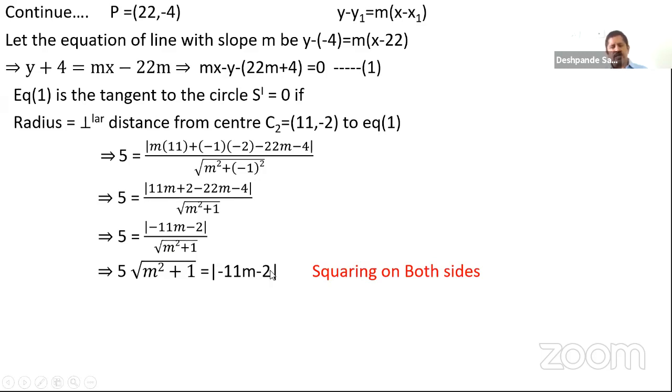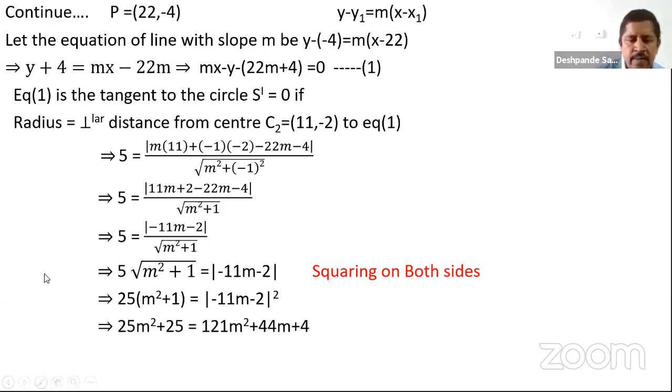Now you got a square root here, and don't have a square, so just square on both sides. When you square both sides, 5 square is 25, then the square of this is m square plus 1, then the square of modulus of minus 11m minus 2 whole square. When you got minus a minus b whole square, it is the same as a plus b whole square. So you can use: minus 11m square is 121m square, then 2 into 2 into 11 is 44m, minus 2 square is 4.